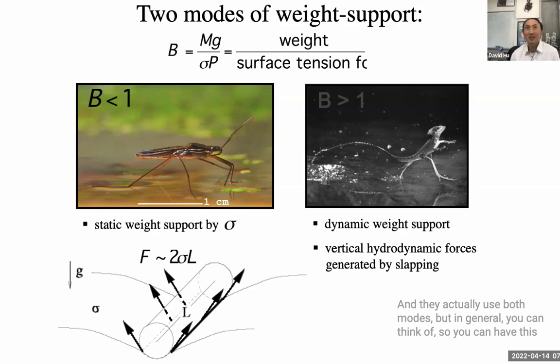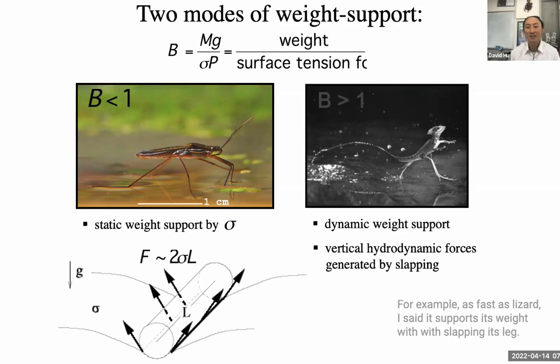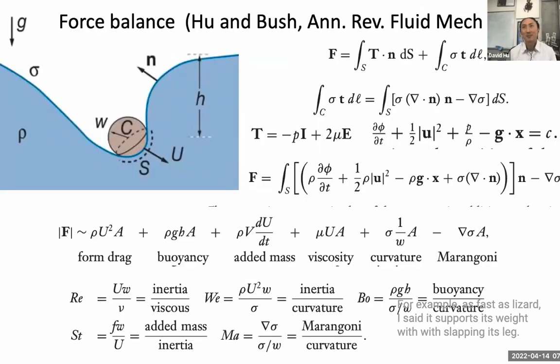But in general, you can think of this dimensionless group, which is the weight of the animal divided by surface tension times the perimeter of the leg. That's dimensionless because surface tension is force per unit length. And when you're really small, that number is really tiny, which means that these animals have a huge amount of weight support, and they can have a factor of 10 in safety. So we're going to go into weight support carefully, but let me give you the big picture for force generation. For example, this Basilisk lizard, I said it supports its weight by slapping its leg.